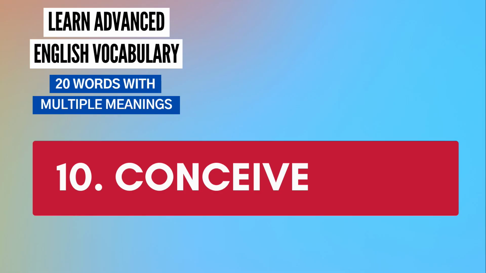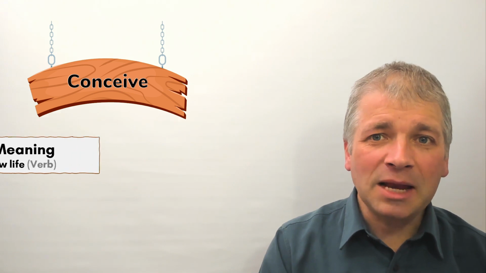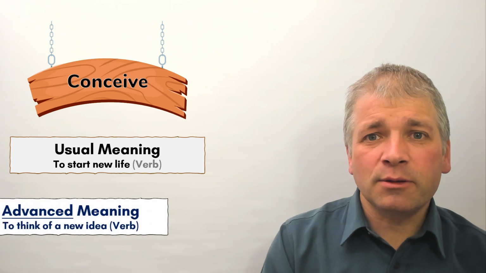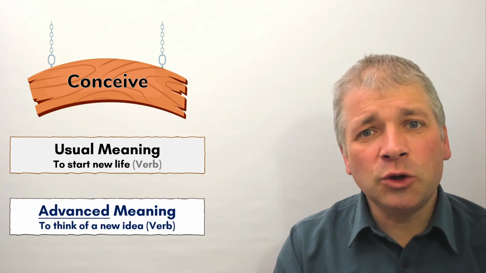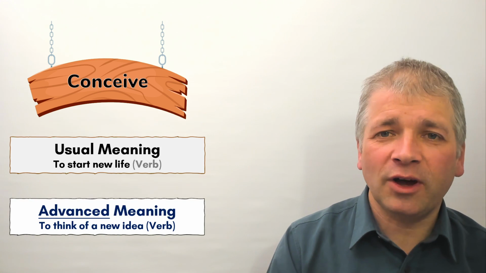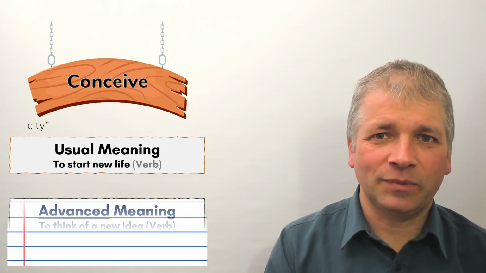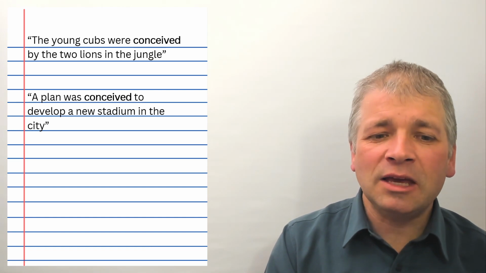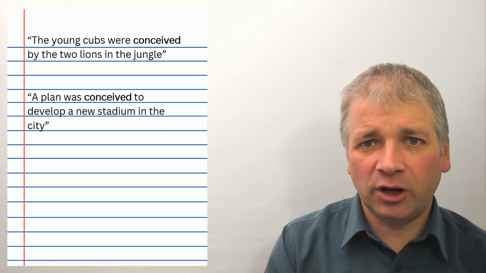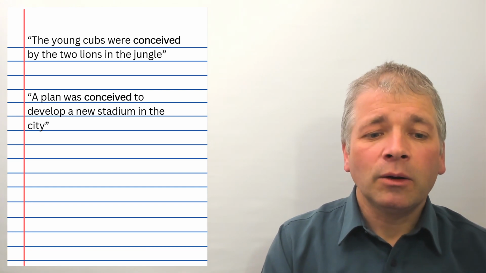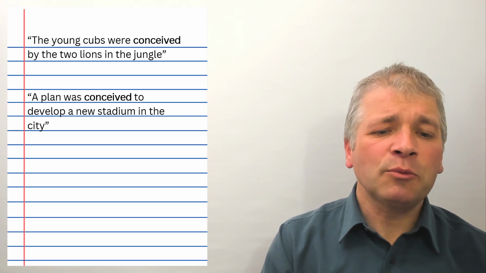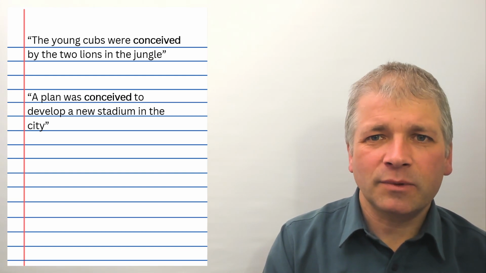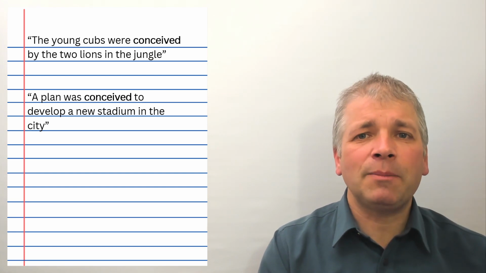Word 10 is conceive. The main meaning of conceive is to start new life. But an advanced use of conceive is just thinking of a new idea. And we use this all the time, particularly in academic writing. Here are the examples. The young cubs were conceived by the two lions in the jungle. This is new life. Or the more advanced use: a plan was conceived to develop a new stadium in the city. So here the plan is a new plan that people have created.